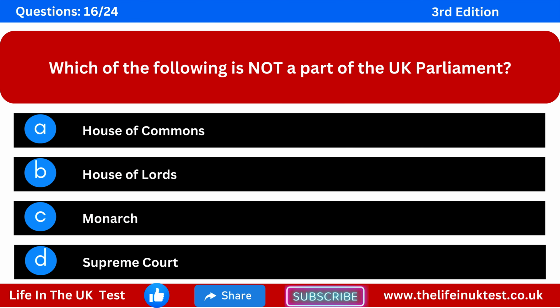Which of the following is not a part of the UK Parliament? Option A, House of Commons. Option B, House of Lords. Option C, Monarch. Option D, Supreme Court.